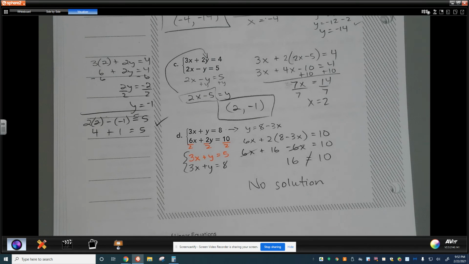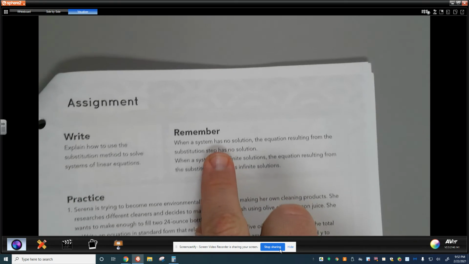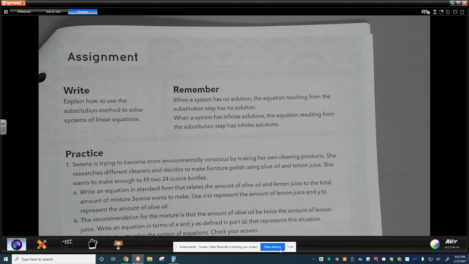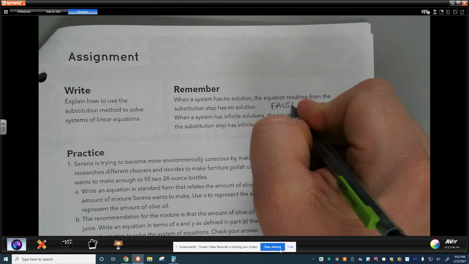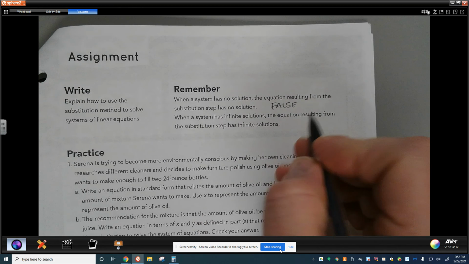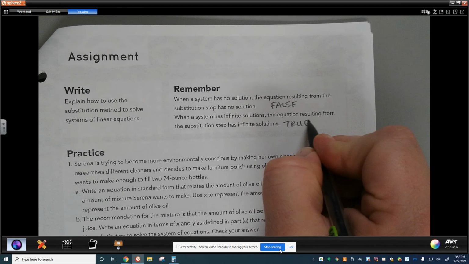That's enough of the talk. That's enough of this lesson. The final stuff that's left is the summary and the work. Remember, the last little pieces that we need. When a system has no solution, the equation resulting from the substitution step has no solution. So this is when we see that we have a false outcome. And a system that has infinite solutions will come out with a true outcome.